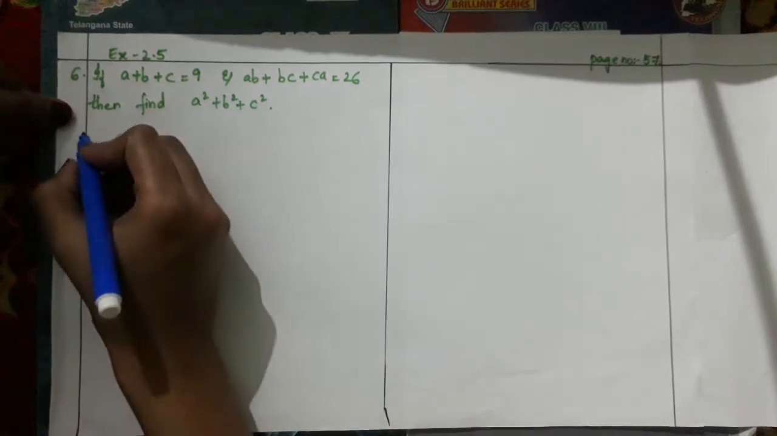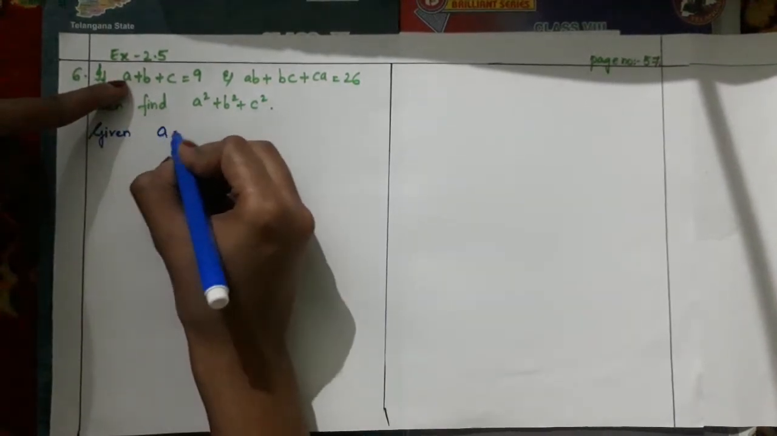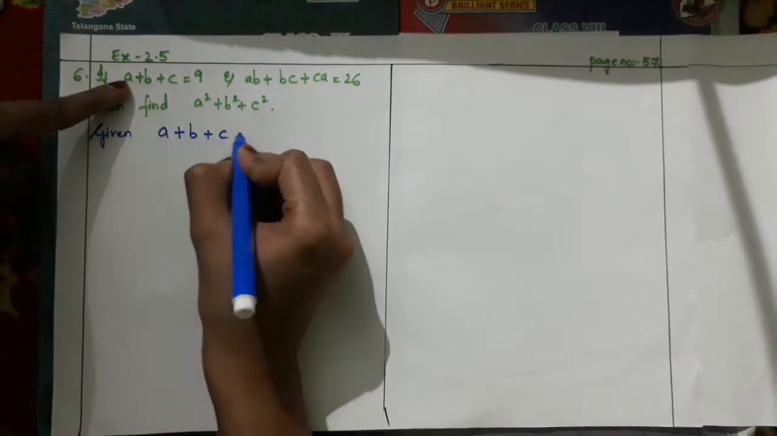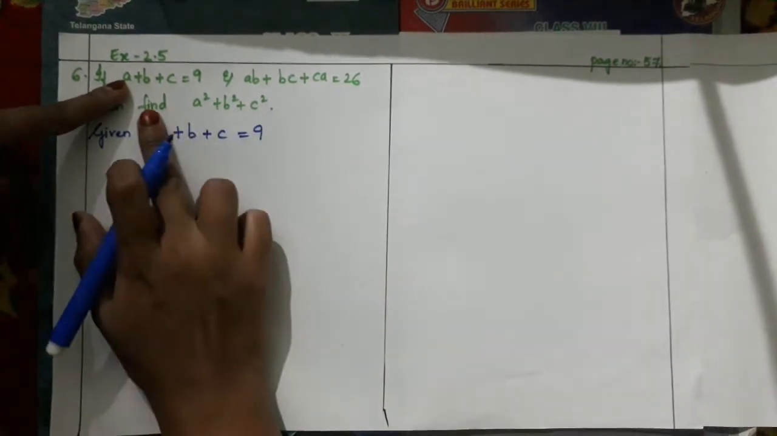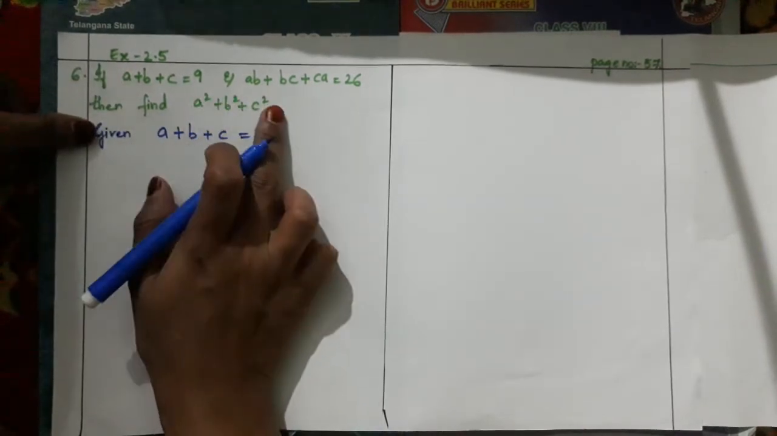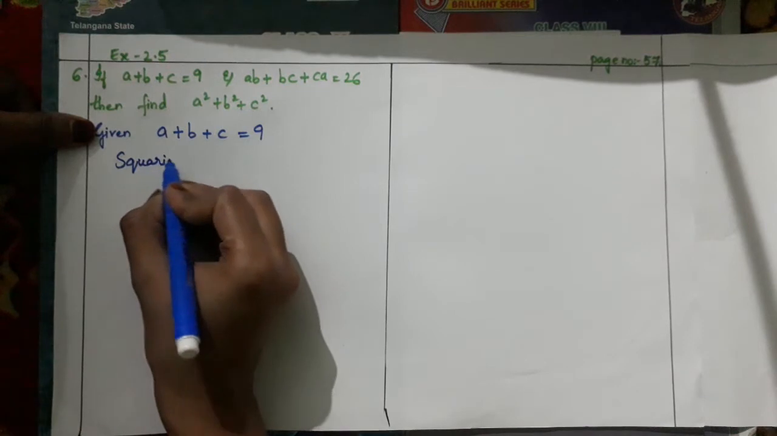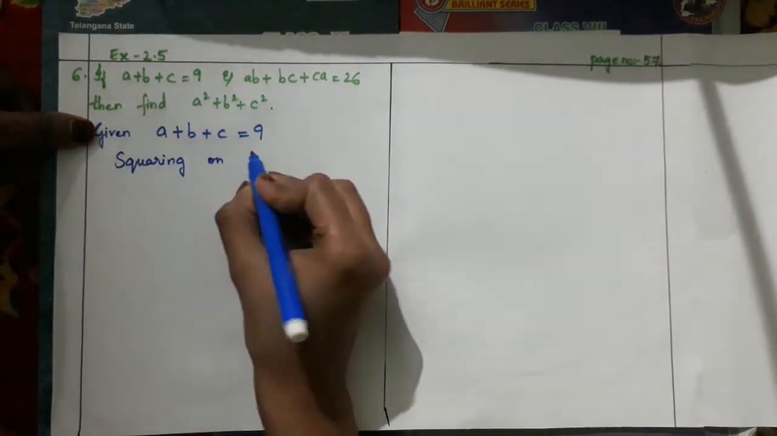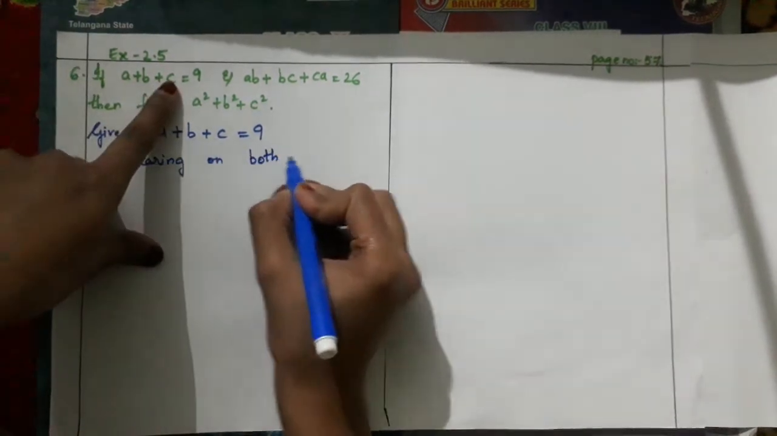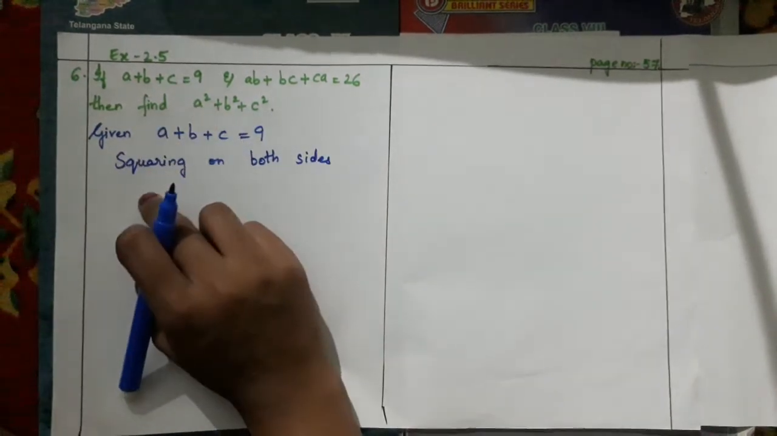First we will be writing the given part. First we will be taking only this one. A plus b plus c is equal to 9. Now we have to find a square plus b square plus c square. So here we have squares, children. So what we'll do? Squaring on both sides. Because they have given this value and they are asking the answer in squares.